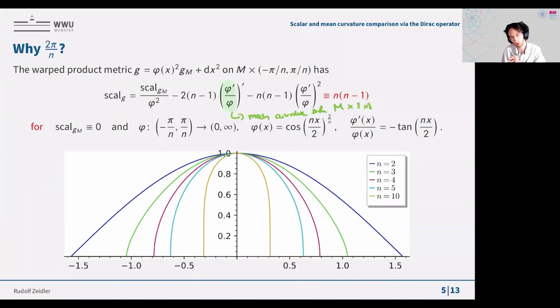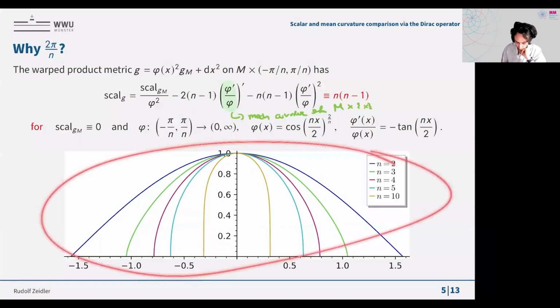And if you now want to make this, as in this conjecture, equal to n times n minus 1, then what you can do is, let's say we choose the cross section to be scalar flat. Let's make that go away. Then you can solve this expression and you get an explicit solution that looks like this. The mean curvature that corresponds to this is given by this tangent function here, and that tangent function has the property that at the boundary points of this interval, it blows up. So it goes to plus or minus infinity, depending on which side you are. All right, so that concrete example motivates this constant 2 pi over n.